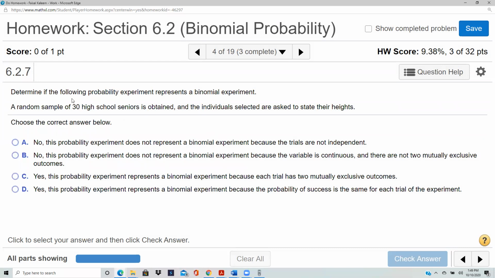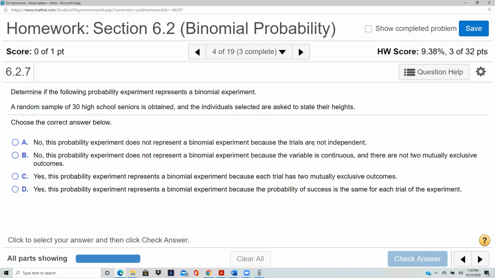Okay, determine if the following is a binomial experiment. So the random sample of 30 high school seniors is obtained and the individuals are asked their heights. So remember, the key thing in the binomial experiment is that every time you ask a question, there are only two possible answers. So now when you ask a student their heights, there can be multiple answers. Students can have all kinds of different heights. So this is not a scenario where you have two possible heights. So that's not a binomial experiment.